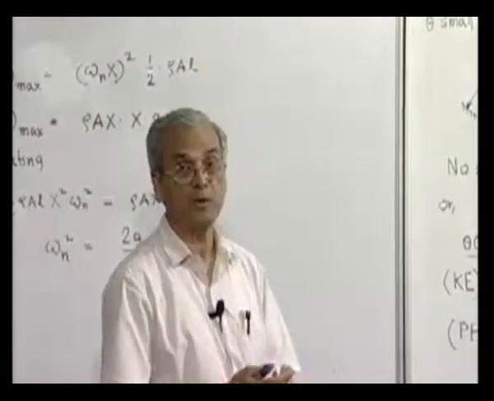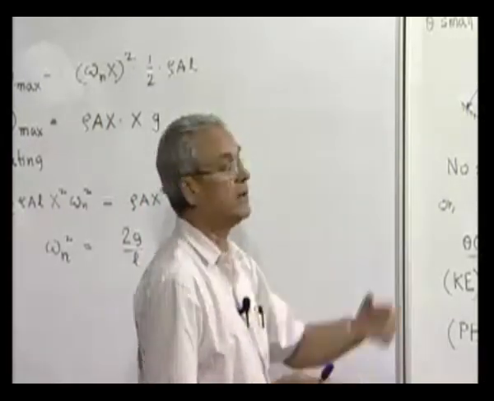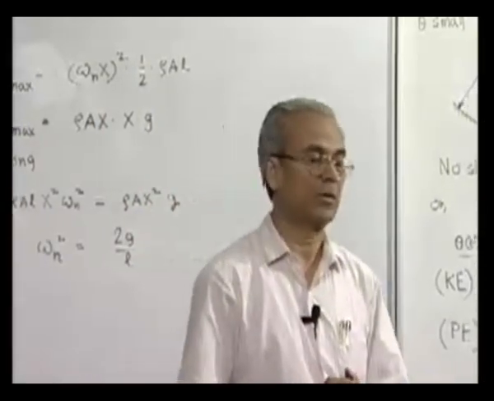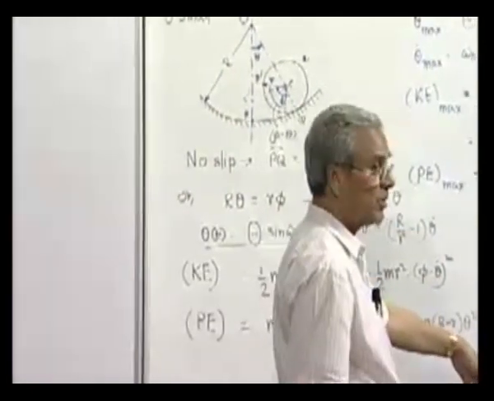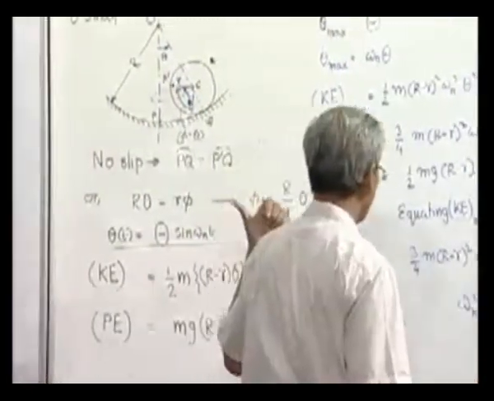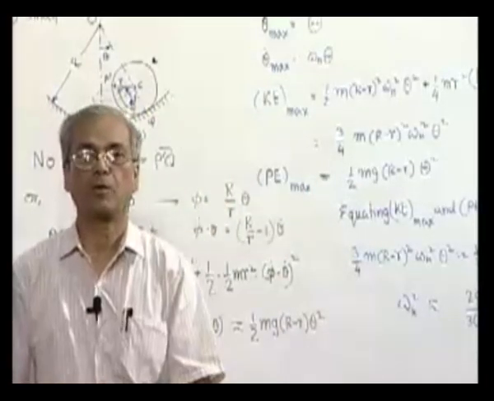Sometimes the Newtonian approach may be more convenient, but in many cases you will find that the energy approach also gives the result. You have to also keep in mind that these are all approximate solutions, considering the small oscillation approximation. That's why we are always putting this approximate sign.